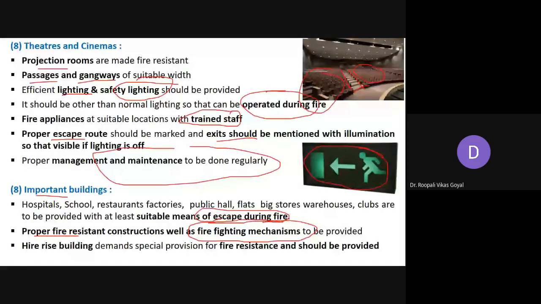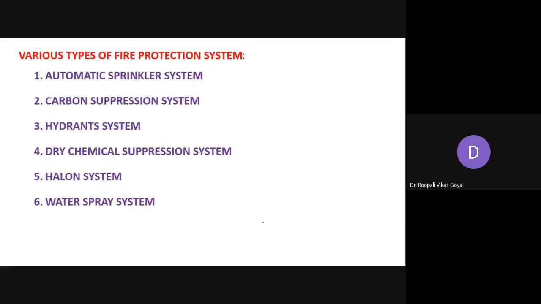So now we should just know about which are the different types of fire protection systems. In brief you should know all these things, because as you are learning, फायर रेजिस्टेंट कंस्ट्रक्शन तो आपको समझ में आ गया, लेकिन सिस्टम कौन सी हम अप्लाई कर सकते हैं, so that also we should know. So there are basically many systems, but we will discuss this. First is automatic sprinkler system, as we have discussed earlier also. Then carbon separation system, hydrant system, dry chemical separation system, halon system, water spray system.